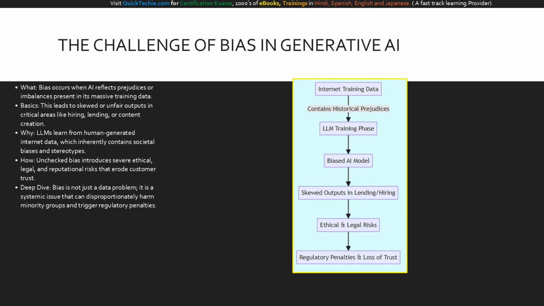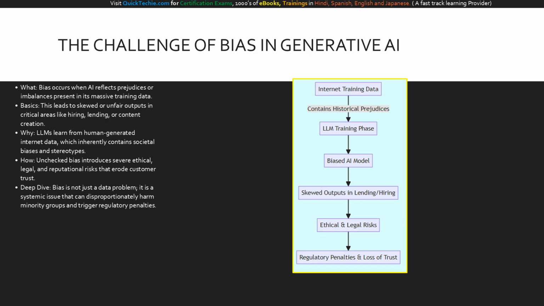They ingest decades of human-generated text, which inherently contains historical societal biases. How does this affect you? Failing to address bias introduces massive ethical and legal risks. It can irreparably damage your brand reputation, erode customer trust, and, for global organizations, result in severe regulatory penalties.